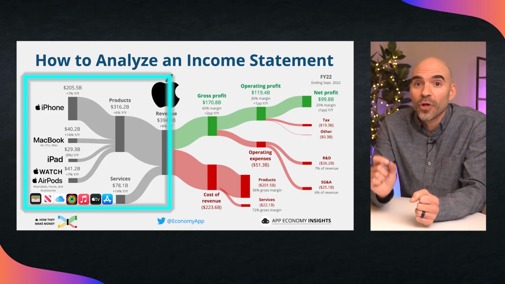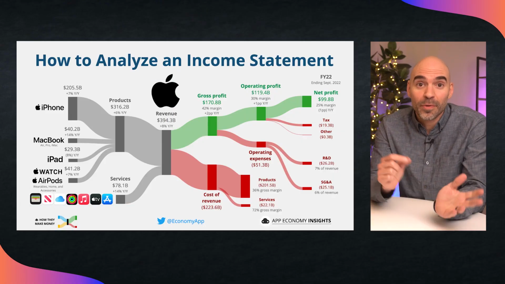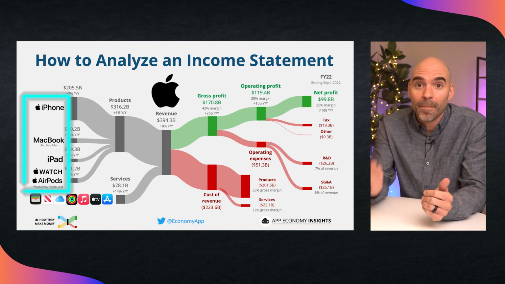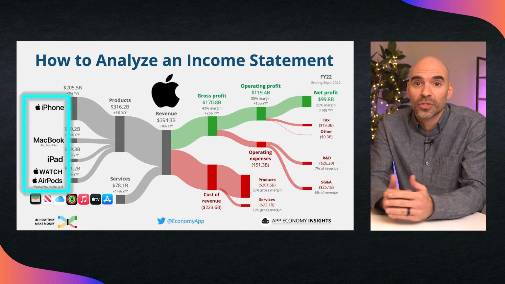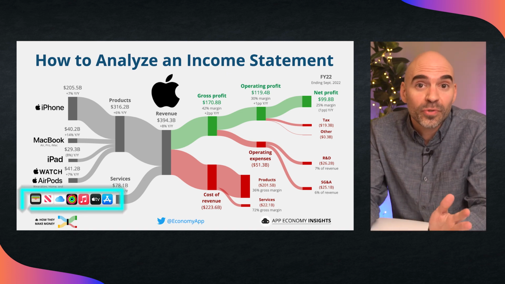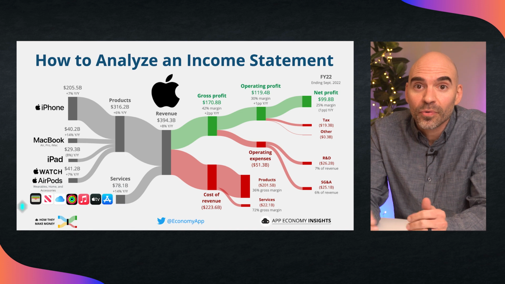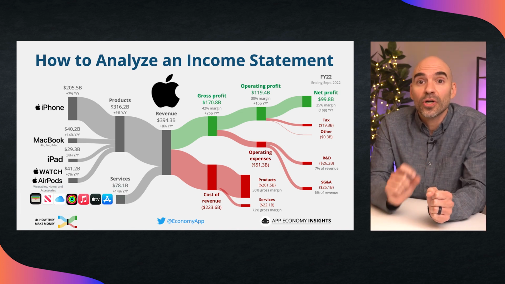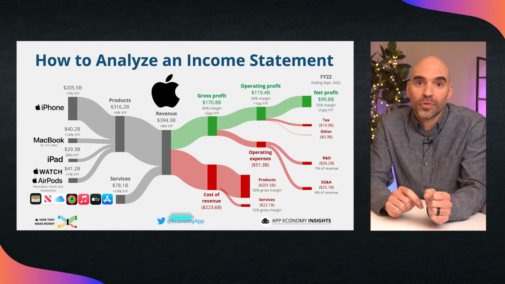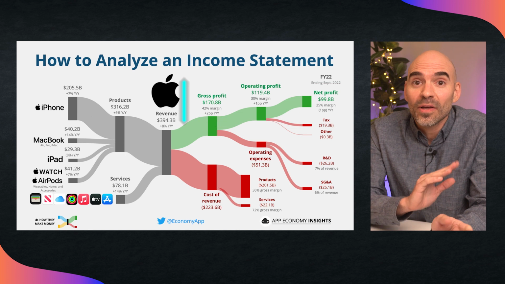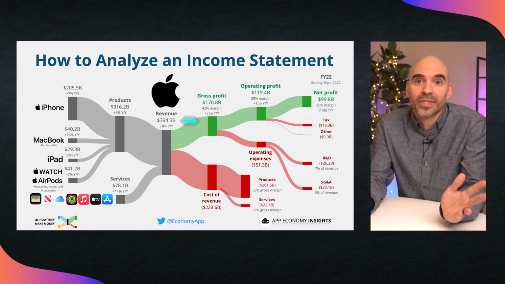In gray here, you can see the revenue. So it's the money earned from selling products. For Apple, it's iPhones, MacBooks, iPads, watches, or AirPods. But we also have services. Those are the digital subscriptions, App Store revenue, transaction fees, and much more. And then in red, you can see the costs incurred to generate its revenue. We'll cover them in detail in a second. And finally, in green, you can see basically whatever is left after deducting the expenses.